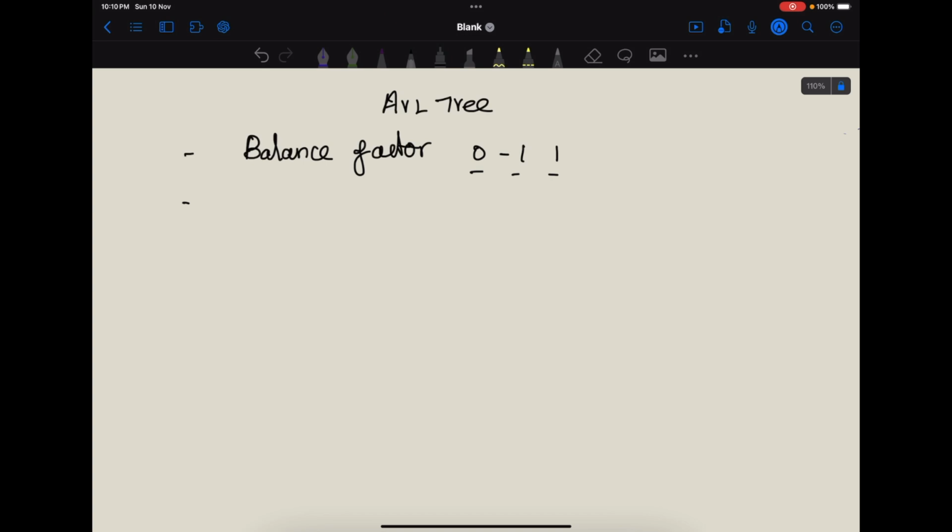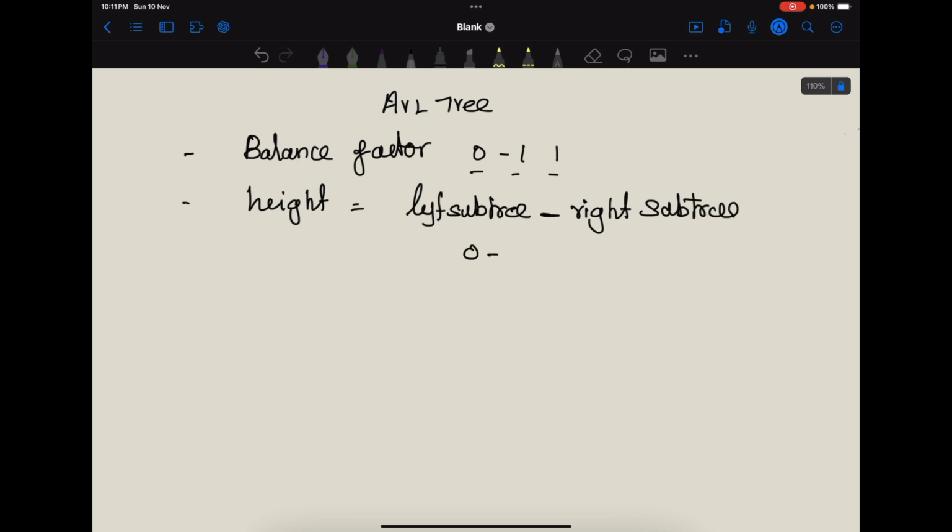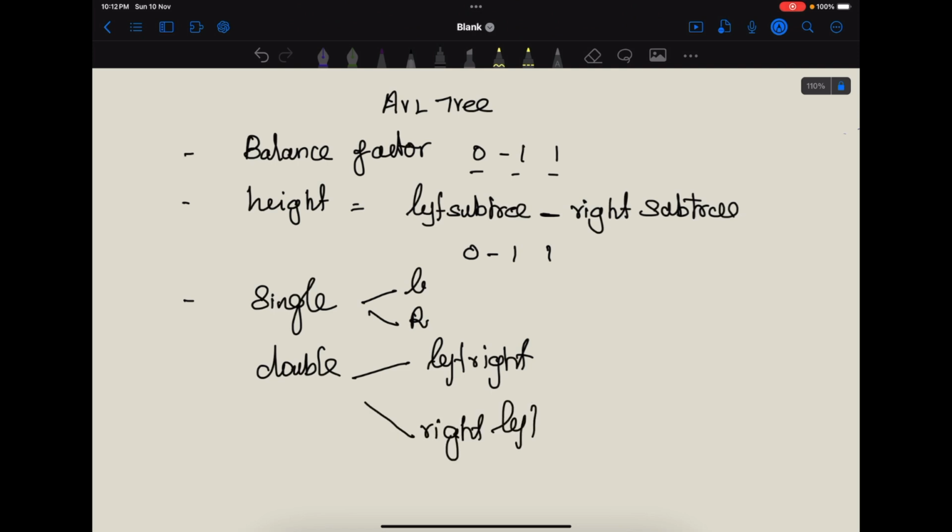So we always have to check the height of the given tree. The balance factor is calculated as the height of the left subtree minus the height of the right subtree. While calculating the left and right subtree heights, you should get balance factors of 0, -1 and 1. If it exceeds the limit, you have to do rotations. I already explained this in the previous video. There are two types of rotations: single rotation, which is left and right, and double rotation, which is left-right and right-left.